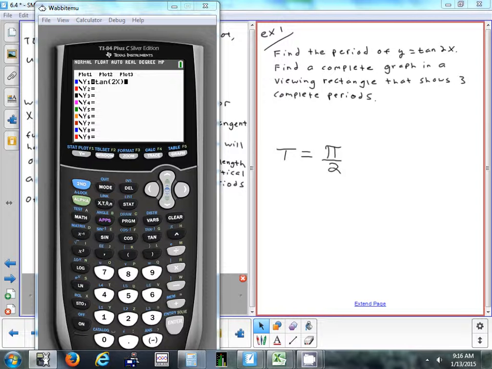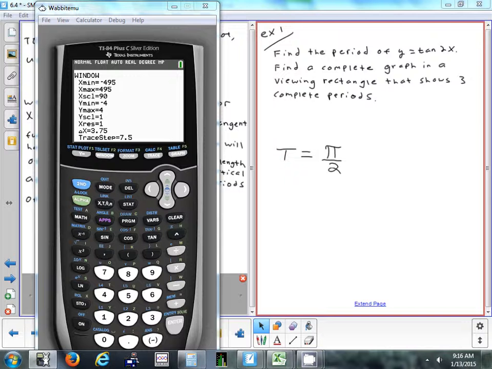So now asymptotes are occurring every pi over 2, not every pi. So if you added pi to this, the next one would be 3 pi over 2. It would be pi. Your next asymptote would end up being pi. Pi, yep. So then if you want 3, it would end up being 3 pi over 2, so you probably want to set it at about 2 pi.